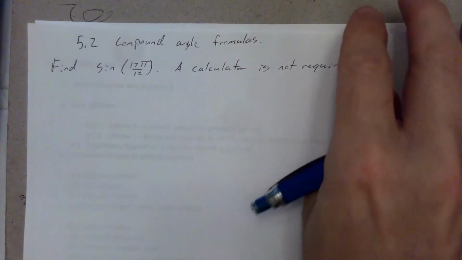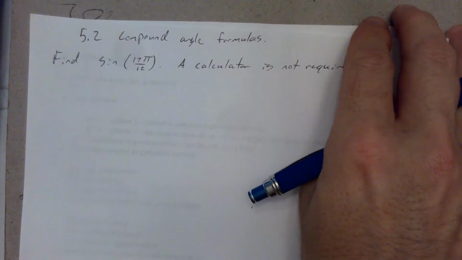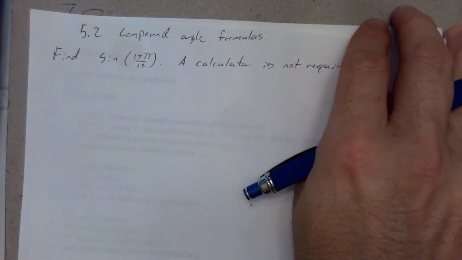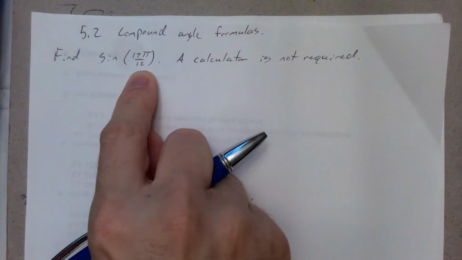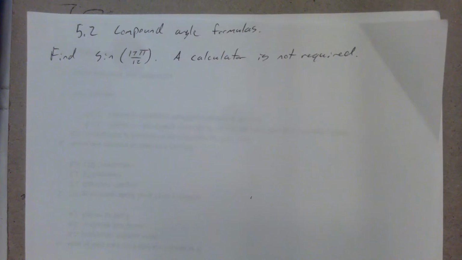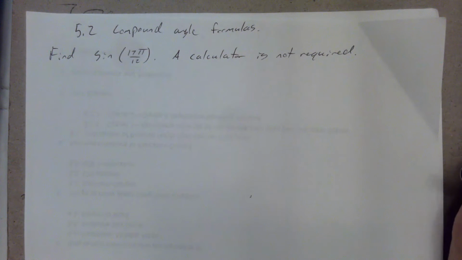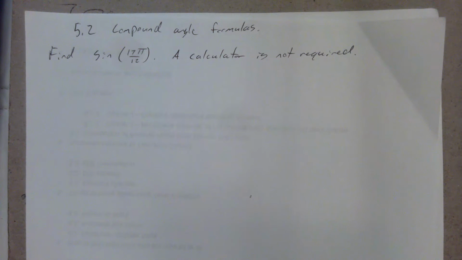Hello, Riles. Let's take a look at another example from 5.2, compound angle formulas. We're going to find the exact value for the sine of 17 pi by 12. It says a calculator is not required. We know we're looking for an exact value because it doesn't say otherwise. It also says a calculator is not required, so I'd be surprised if we'd be looking for an approximation. So we're going to try this example in radian mode and in degree mode.